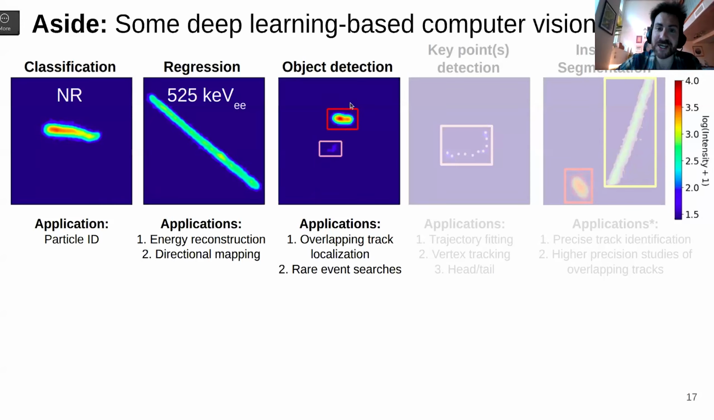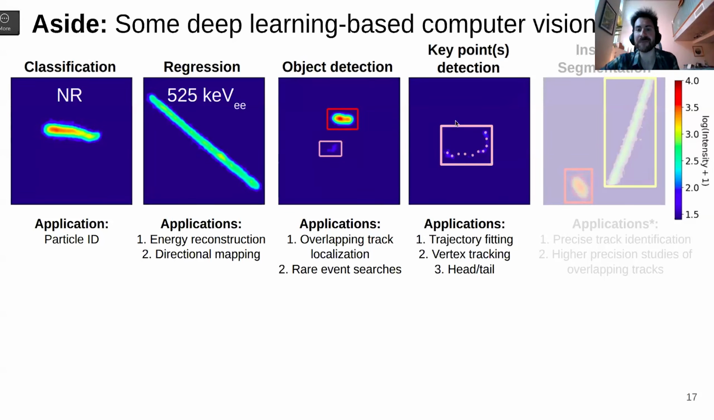So in this image, it does that by drawing bounding boxes. And I've colored the bounding boxes to show the class predictions that are given. In this case, red is a nuclear recoil, pink is an electron recoil. So the rest of today is more or less devoted to object detection. There's some other extensions of object detection, and the list shown on this slide is not exhaustive. There's quite a bit more.